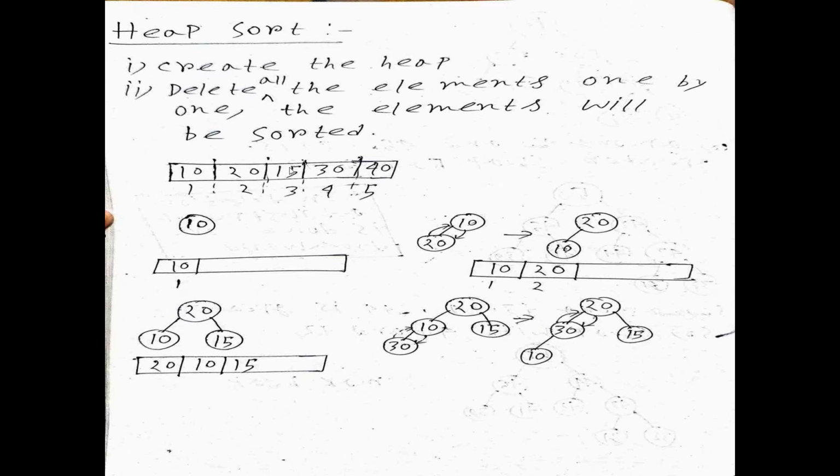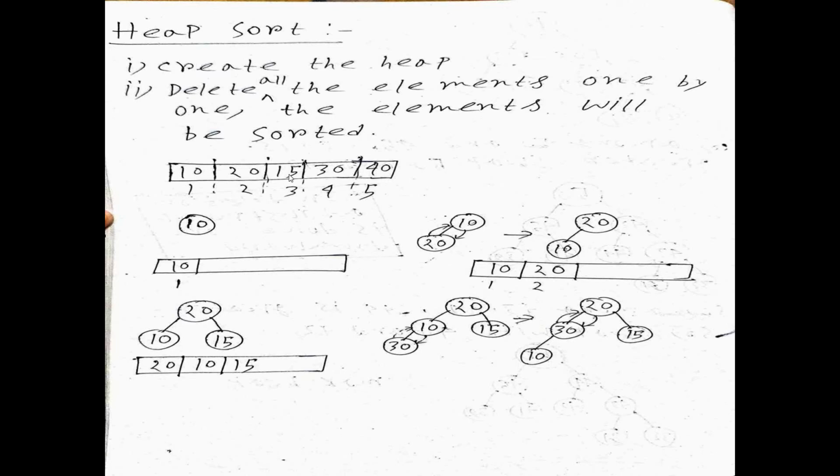Next, what is the next element? 15. Now we insert the 15. Obviously it fills level by level, so 15 goes here, that means the right child of 20. Now again we check whether the max heap property is satisfied or not. Here, yes, 20 is greater than both 10 and 15. That means the root is greater than its children. Yes, it is already a max heap. So we represent the tree in the array as 20, 10, 15.